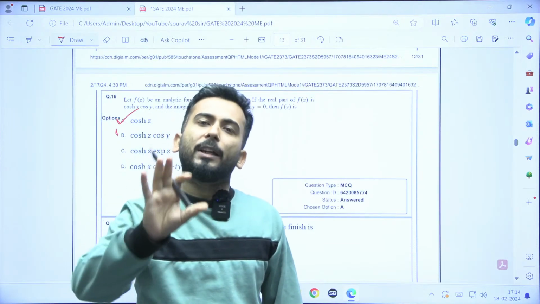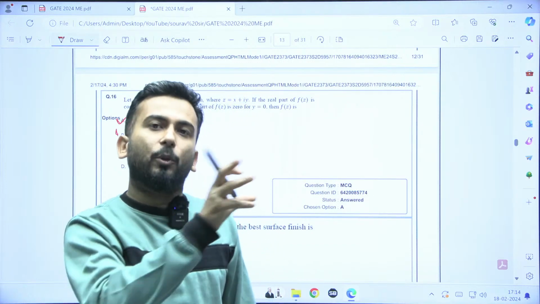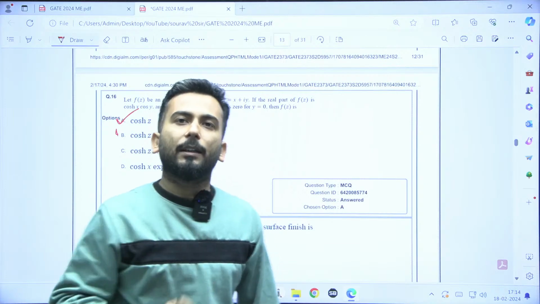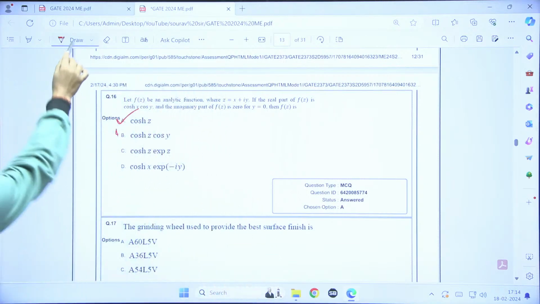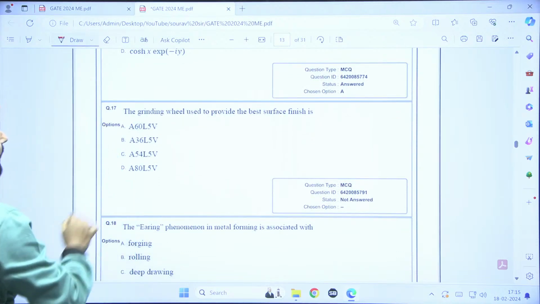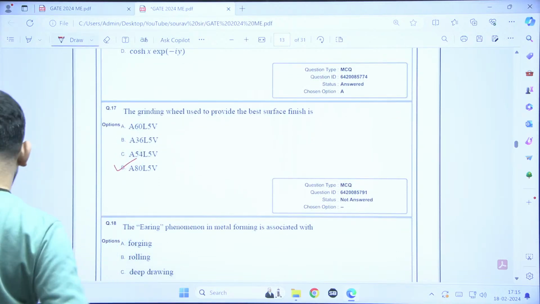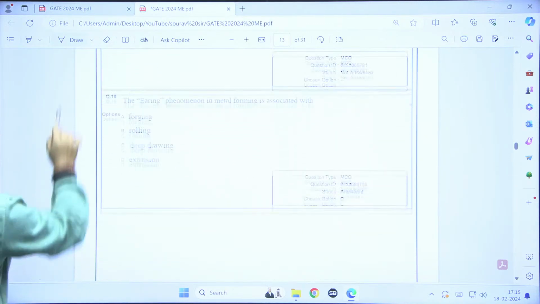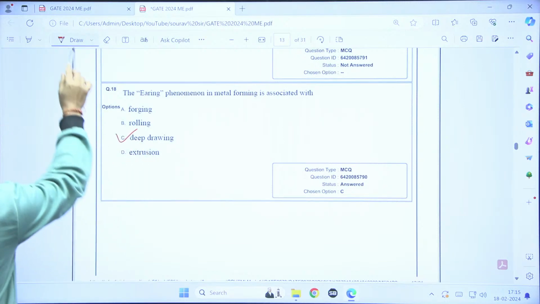Most of you would have studied this, but people who did not get this answer correct must be non-comfortable in hyperbolic functions. Okay. The grinding wheel used to provide the best surface finish is option D. That is okay. The earing phenomenon in metal forming associated with deep drawing, option C.